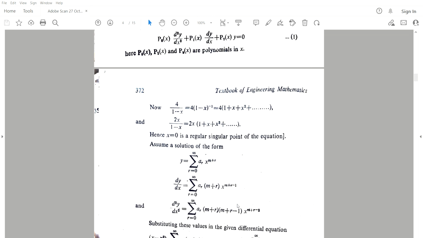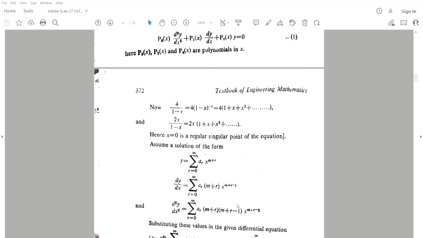Now the singular points are of two types. One is called regular singularity, another is called irregular singularity. If the point is a regular singularity, then we can solve by the series method. If it is not regular, it is called irregular singularity, then we cannot solve it by series method.